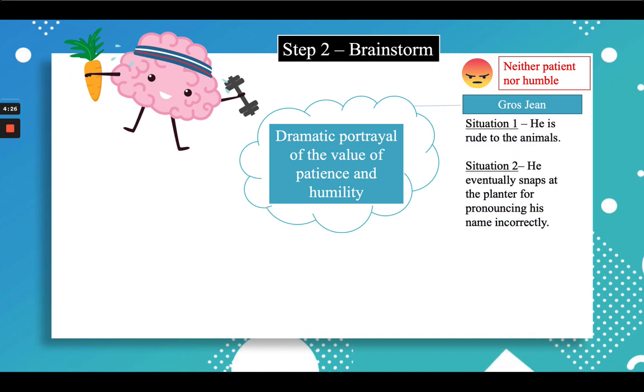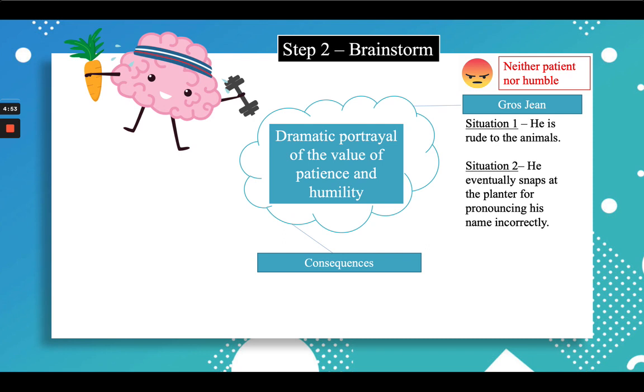How does he demonstrate that he is impatient? Situation 1, he is rude to the animals. He's trying to get somewhere and he has no regard for them at all. Situation 2, he eventually snaps at the planter for pronouncing his name incorrectly. He had no patience with the planter. So we already have our ideas for the first part of the essay. So we move on to the next.